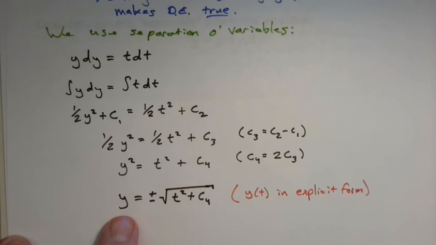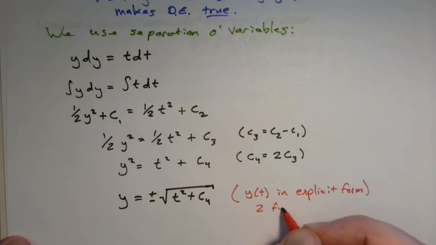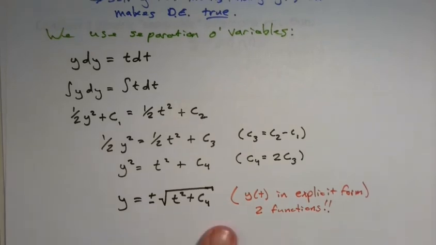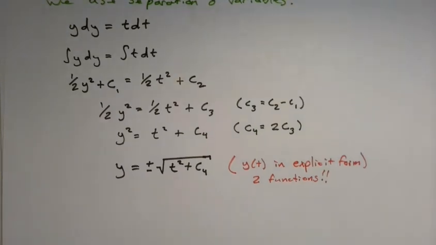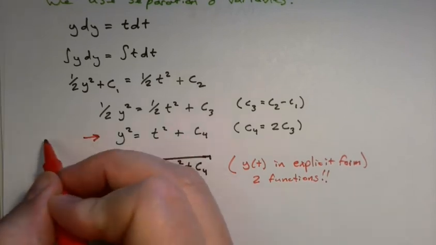Now keep in mind that this technically is y of t, but there's really two functions there. And so when we mess around with explicit form, sometimes we have to keep track of the fact that we might be dealing with more than one solution. And then, of course, we could leave it if we wanted to in implicit form, which is this guy right here. Let me write that up here. This right here is implicit form.